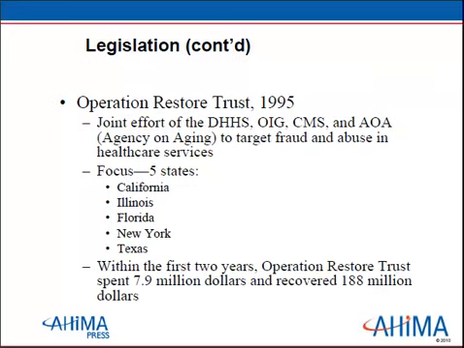The Operation Restore Trust is a joint effort between the DHHS, OIG, CMS, and the AOA, and really what they're looking for is targeting fraud and abuse. There is 5 focus states. California is one of those states. Within the first 2 years of that program, they spent $7.9 million, but they got back in fraudulent claims or claims that were not, whether they were upcoded with abuse or fraud, whatever it may be, they were able to recover $188 million.